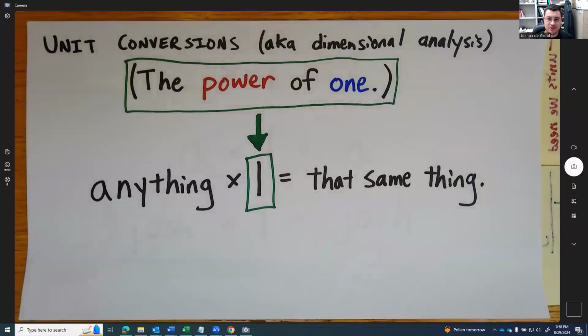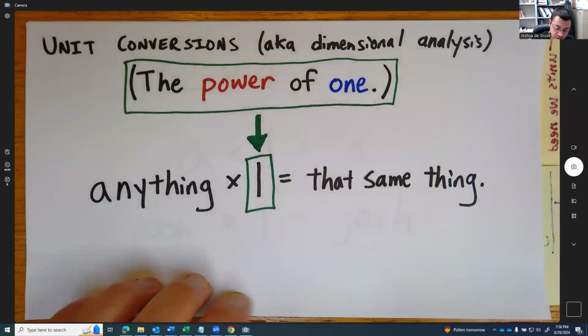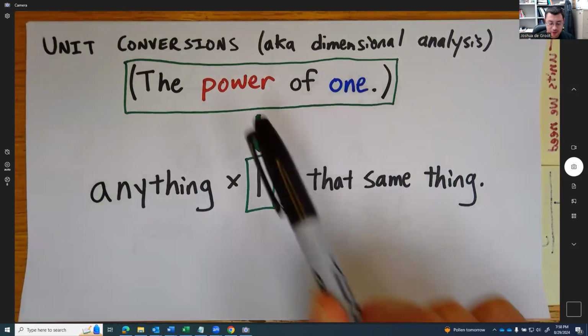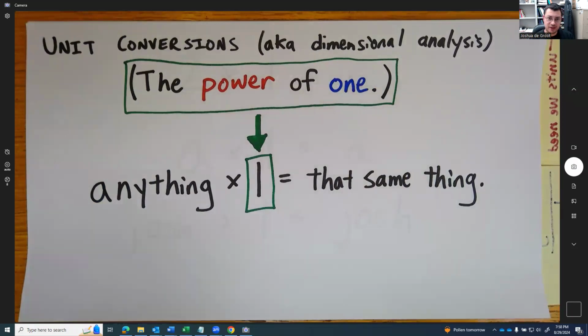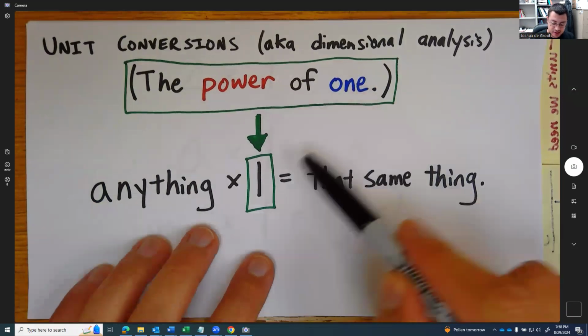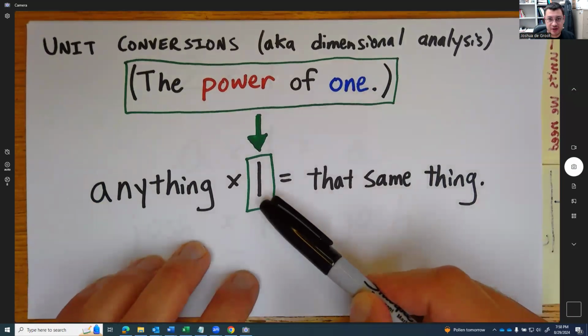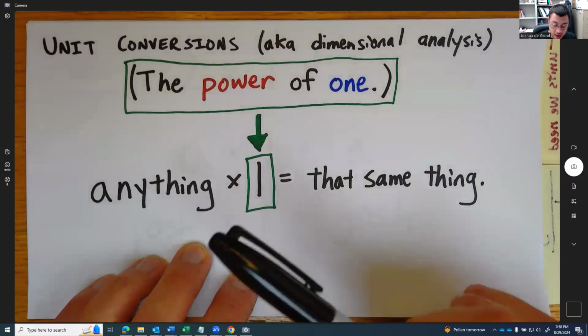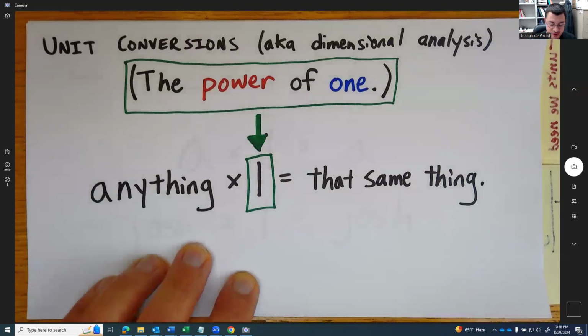Hello. In this video, we're going to talk about how to do a unit conversion. Unit conversions are also known as dimensional analysis. When we do a conversion, we're going to be using what I call the power of one. By power, I mean the special abilities. I don't mean it in an exponential way. We're going to see that the number one has a very special ability. It'll allow us to convert anything to any unit we want.